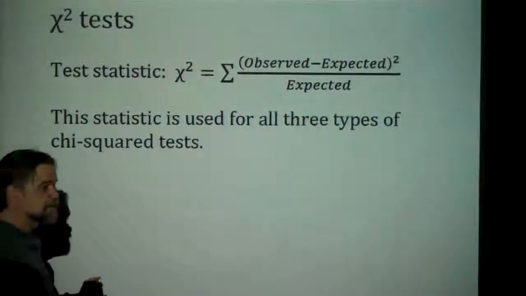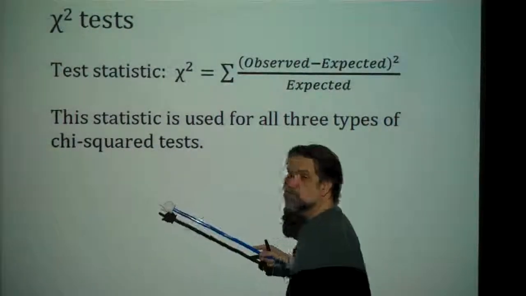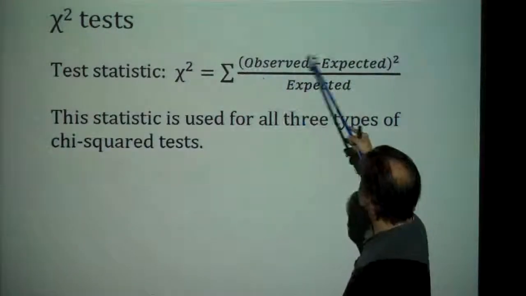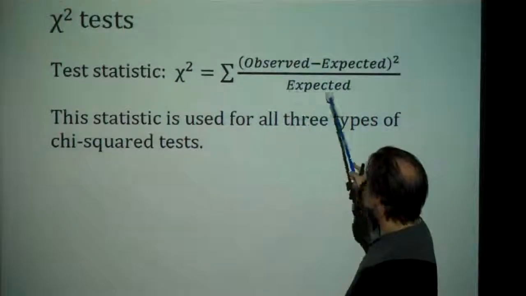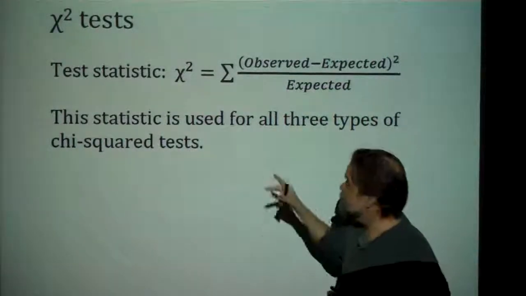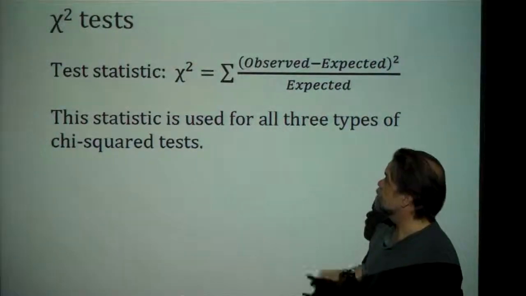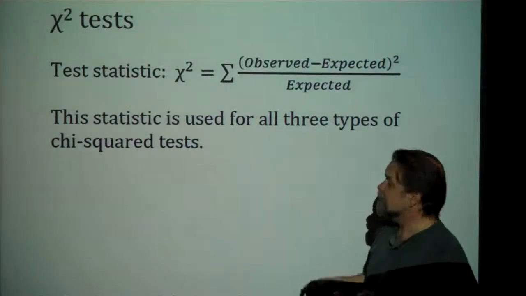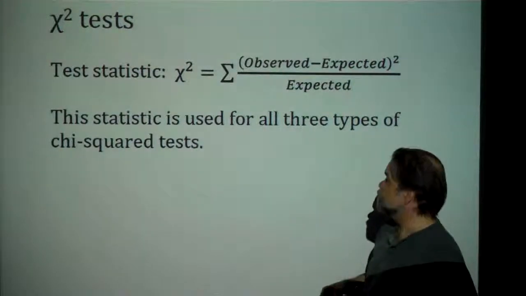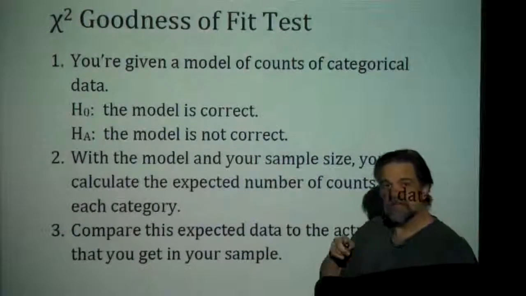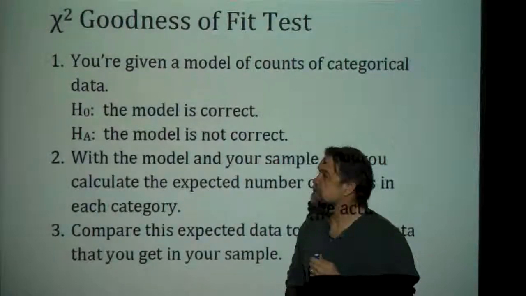So what is our test statistic? What we're going to do is take our observed value minus our expected value. We're going to square that difference, divide it by the expected value, and then sum it up for all of the values that we have. Okay? And this particular statistic is used for all types of chi-squared tests. Okay? So let's jump into the goodness of fit test.